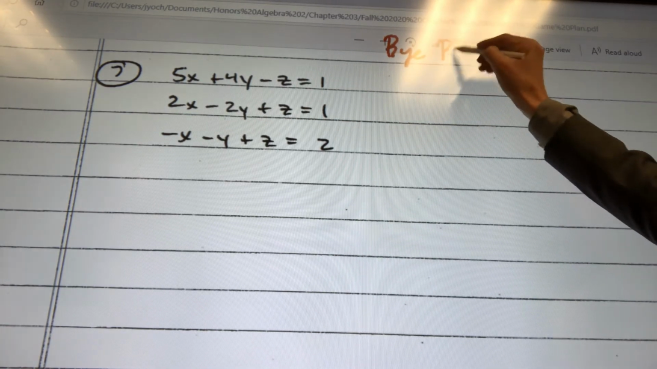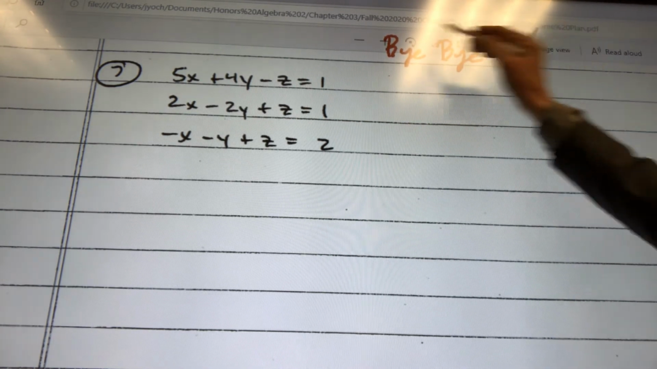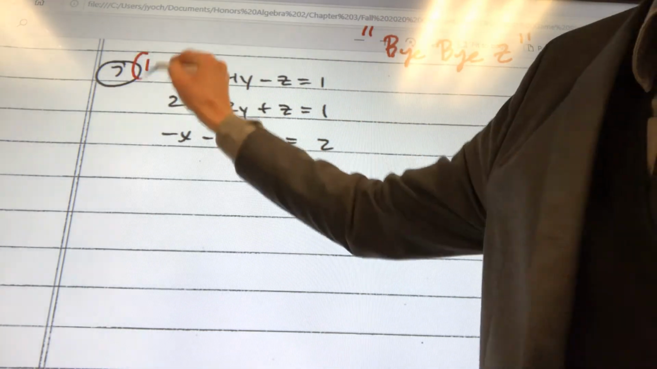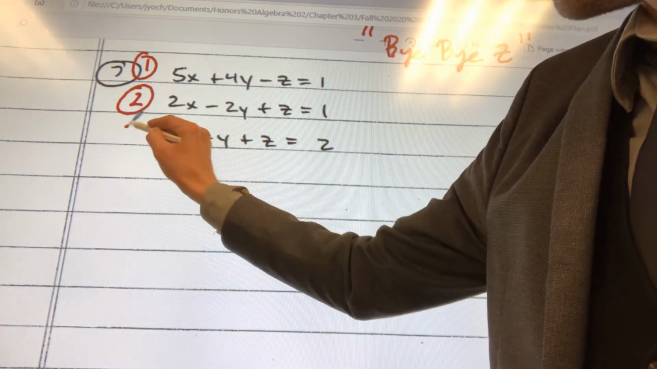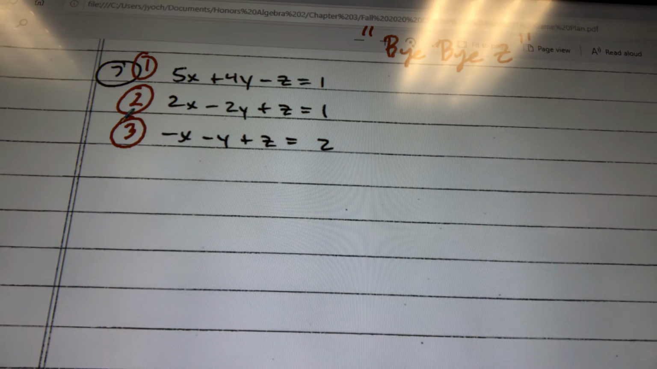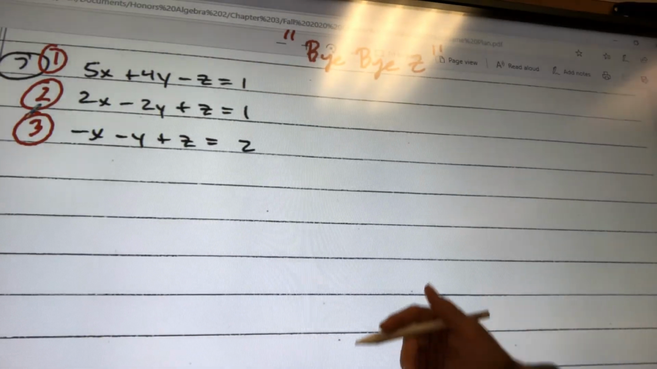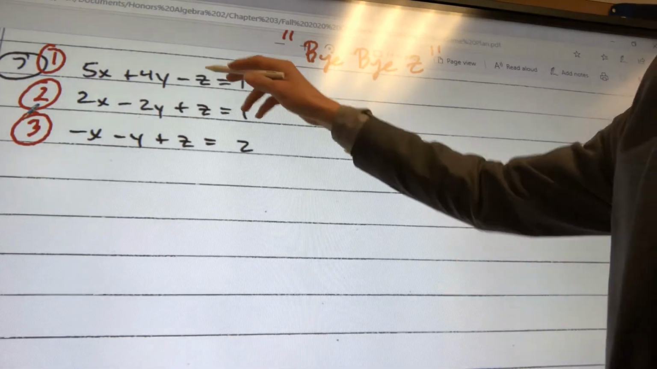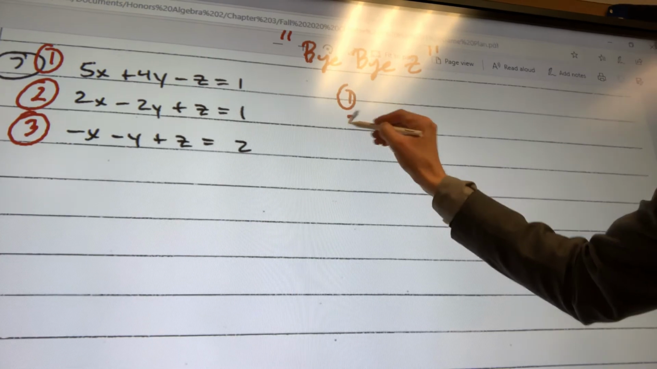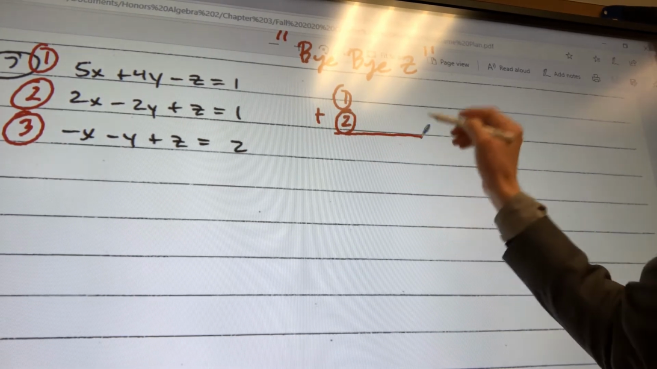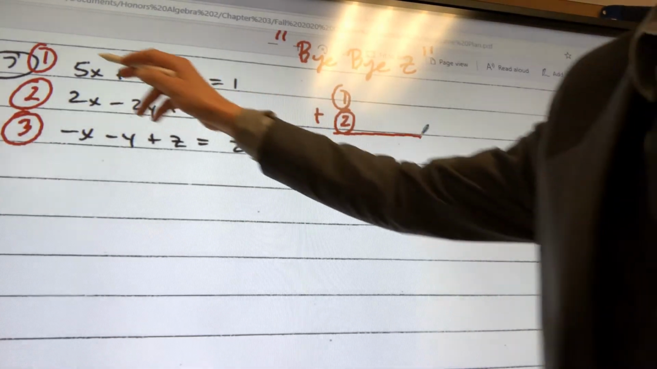So by z. Again, this is equation 1. This is equation 2. That's equation 3. What I'm going to do first, and you can do this as a shortcut, especially if you're in Honors Algebra 2, is I'm going to add equation 1 and equation 2 together. And I'm just going to write that I'm adding equation 1 and 2 together. Okay, because I can add them right here.